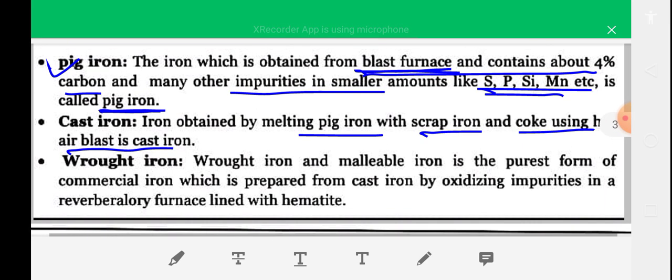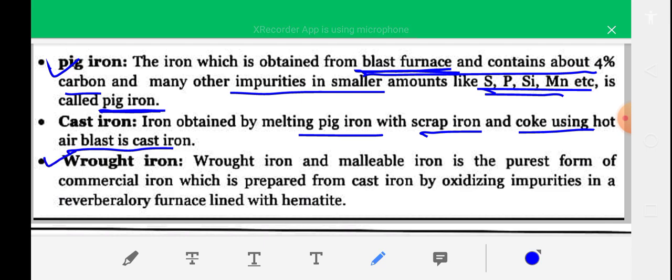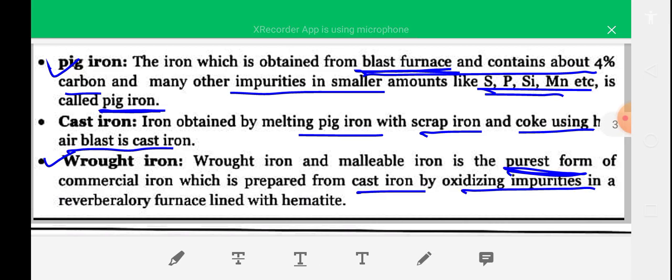Okay, and then wrought iron. Wrought iron, or malleable iron, is the purest form of commercial iron, which is prepared from cast iron by oxidizing impurities in a reverberatory furnace with a furnace lined with hematite. Okay, so these are three forms of iron: pig iron, cast iron, wrought iron, based on percentage of carbon present.